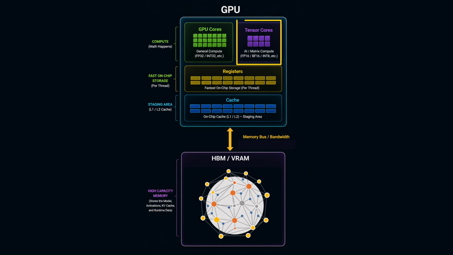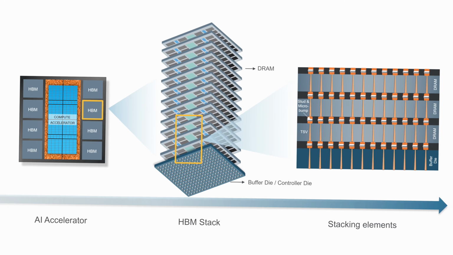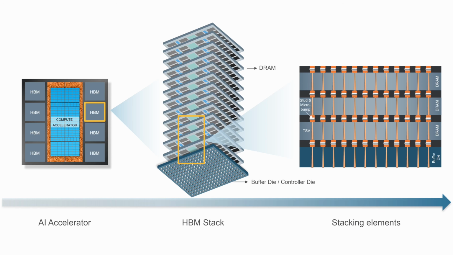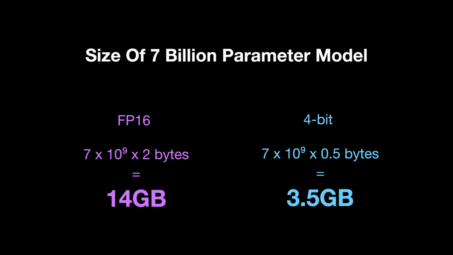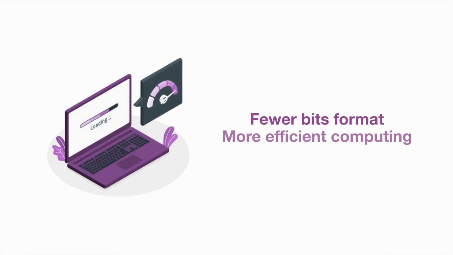The tensor cores may be extremely fast, but if memory cannot feed them quickly enough, performance drops. This is why memory bandwidth is so important. High-end AI accelerators use HBM because they need to move huge amounts of data every second. This is also why quantization matters. If the same parameters use fewer bits, more of the model fits into the memory and less data has to be moved across the memory bus. So quantization is not only about saving space, it also reduces memory pressure.